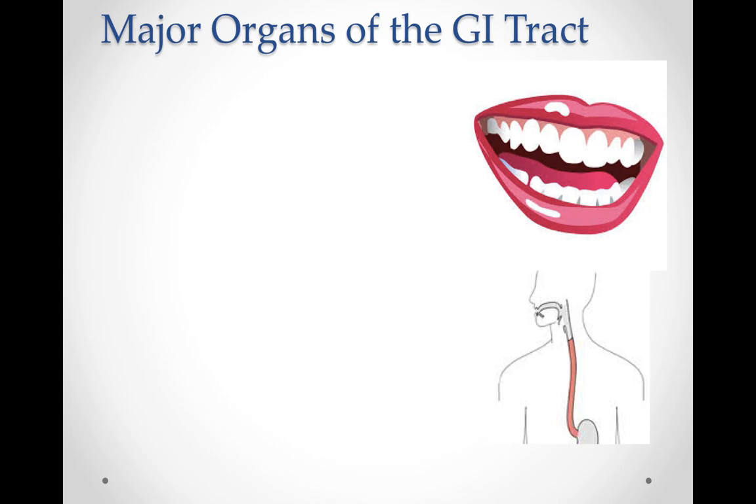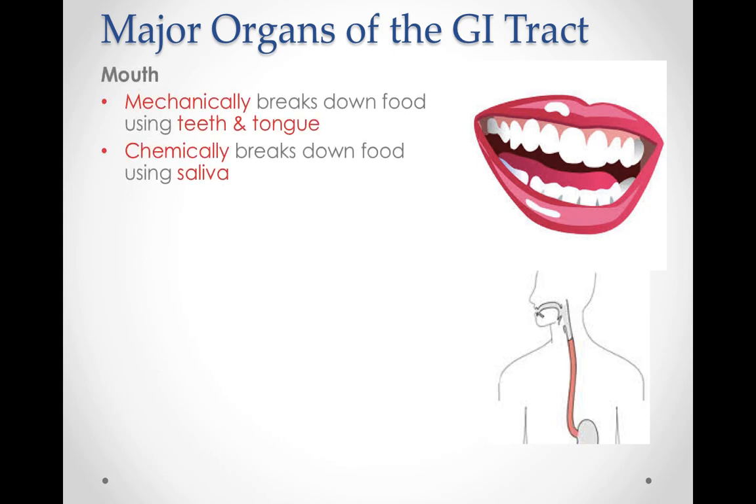So let's look at the major organs that make up the GI tract. The first one is the mouth. So we are mechanically breaking down food in the mouth using our teeth and tongue, and we are chemically breaking down food using saliva. Mechanically meaning that we're actually physically mashing up our food when we chew, and then there are chemicals in saliva that also help us break down food as well.